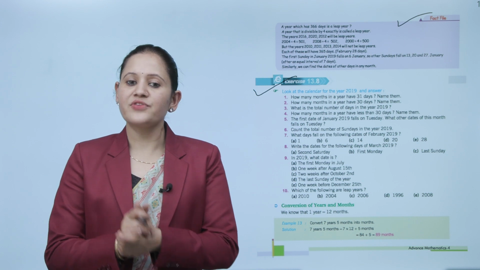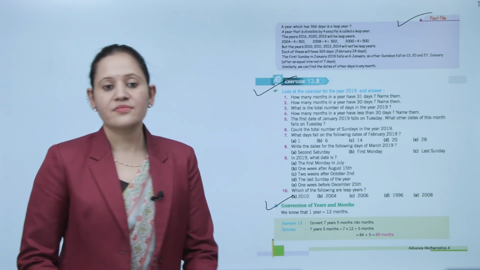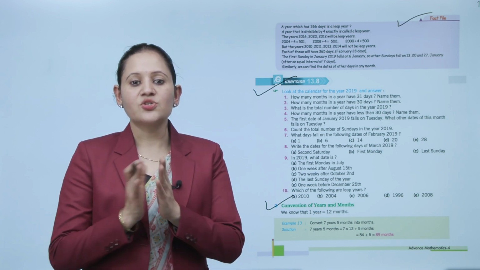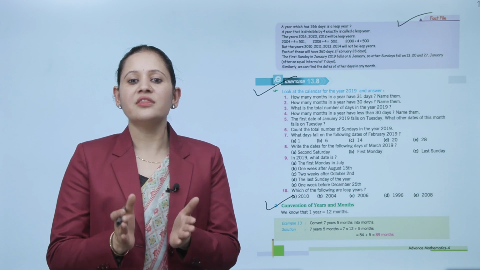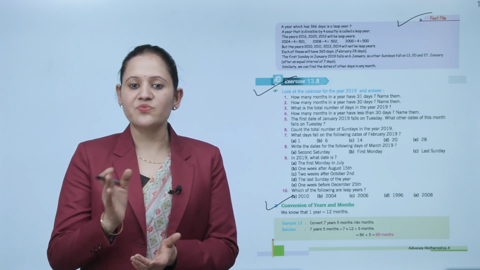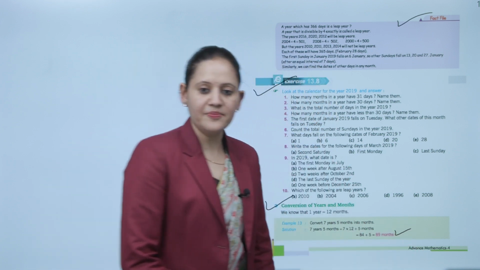Next is conversion of years and months. We know that 1 year equals 12 months. So convert 7 years 5 months into months. So 7 years 5 months, 7 into 12 plus 5, total 89 months. Clear?